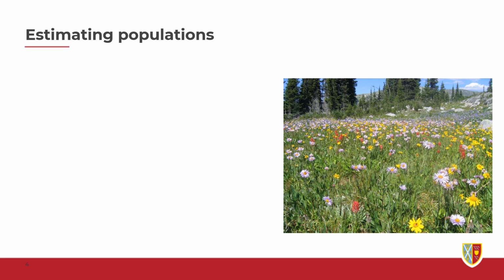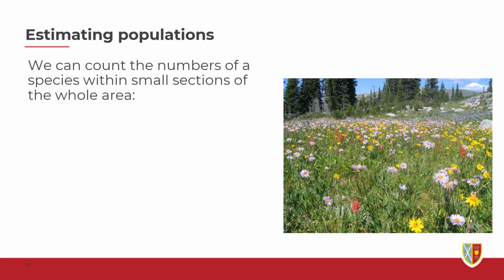To estimate the population is a little bit more complicated than we'd like it to be, but there's a solid method that we're expected to know for the required practical, which you're then meant to be able to use. We ideally don't want to go out and have to count the entire field's worth of daisies, because it'll take a very, very long time. We could count instead the numbers of species within small sections of the whole area, and then multiply up by the size of the entire field.